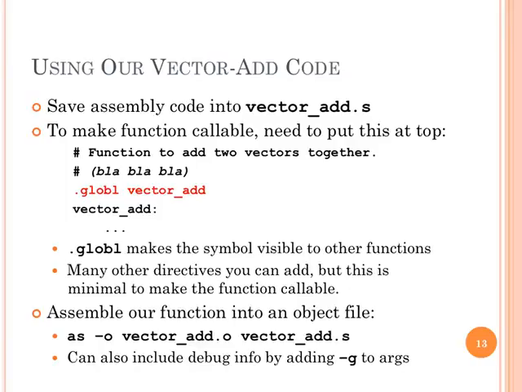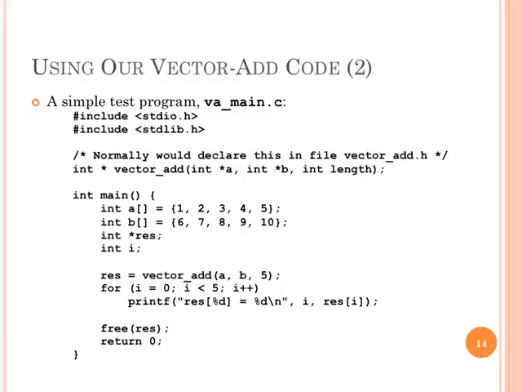Okay, so we assemble it using as. We say I want to generate the object file vector_add.o, and we give it our assembly code. And because our slideware is perfect, we get no errors. We just get a happy vector_add.o file. And you can actually add debugging information as well if you need to step into it. That'll become very helpful in assignment 3 as well.